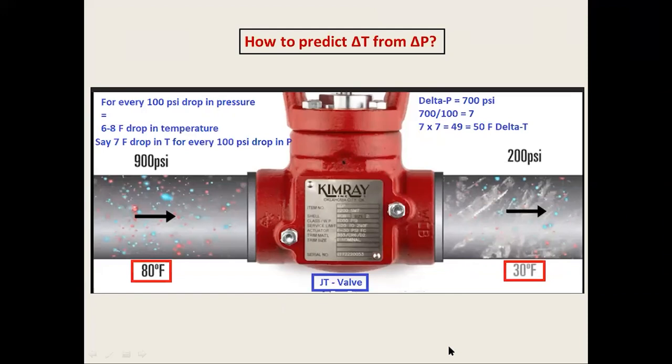So when you have upstream pressure and downstream pressure and you don't have one of these temperatures, you can predict the delta T by using this rule of thumb.